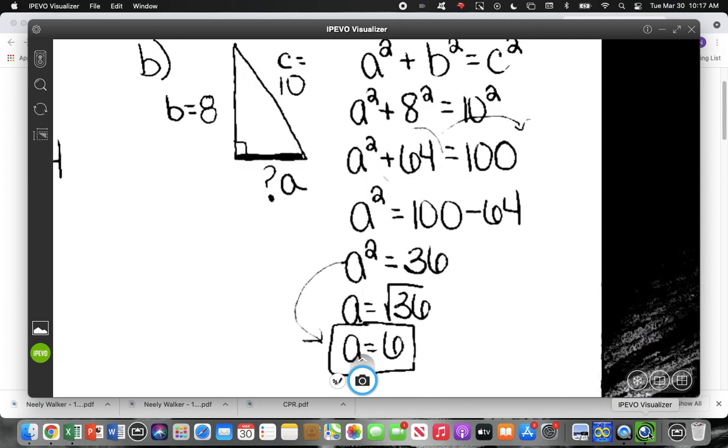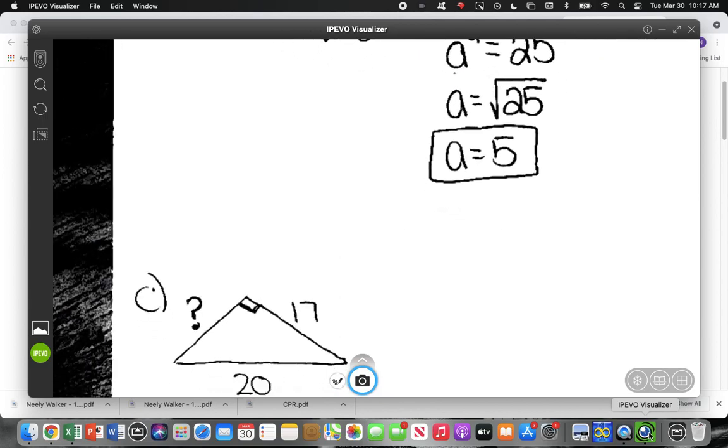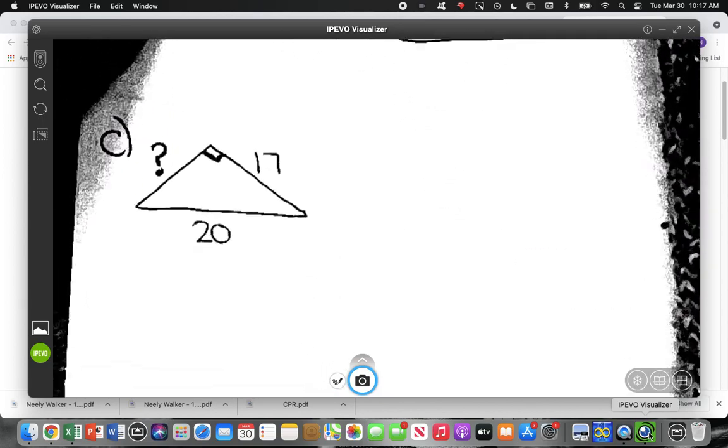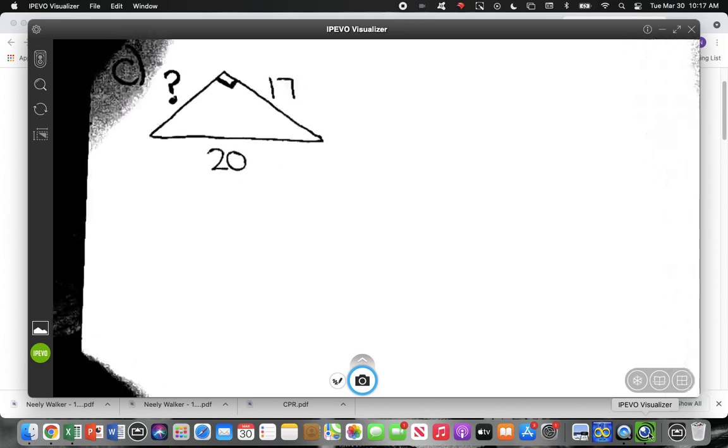All right, so those came out to whole numbers. What do you think my answer is going to be on the next one? It's going to be a decimal. So let's take a look.